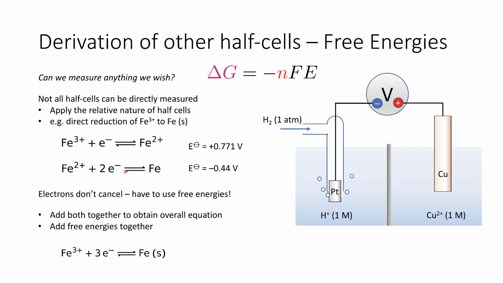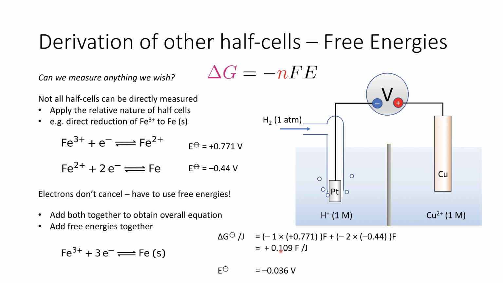Okay, but what do we do in terms of the free energies? Well, we just work out the free energy for each of them. The free energy for the first equation becomes 1 electron times the Faraday constant times 0.771. The second one becomes 2 times minus 0.44 times the Faraday constant, which gives our final value of plus 0.109 times the Faraday constant, which gives the final cell potential.